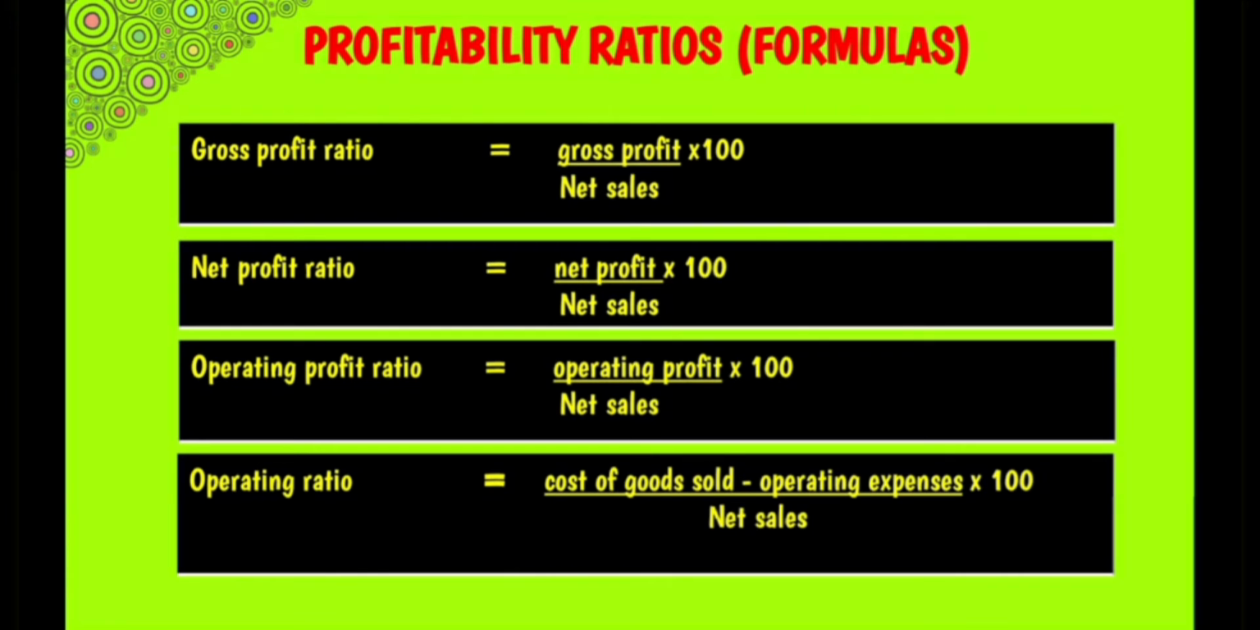Okay, let's see the formulas for profitability ratio. First, gross profit ratio is equal to gross profit divided by net sales into 100. Second, net profit ratio is equal to net profit by net sales into 100. Operating profit ratio is operating profit divided by net sales into 100. Operating ratio is cost of goods sold plus operating expenses divided by net sales into 100. These are the formulas for profitability ratio under these four types.